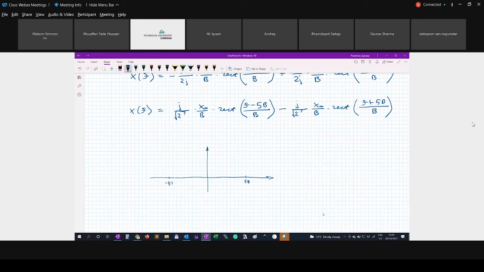Then we have a range equal to B. Our rectangular pulse has amplitude j over square root of 2 times x0 over B. And we have another rectangular pulse at minus 5B, with amplitude minus j over square root of 2 times x0 over capital B. This is our final result. This is X of f. This is our frequency.